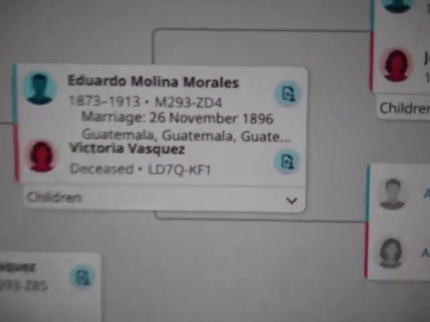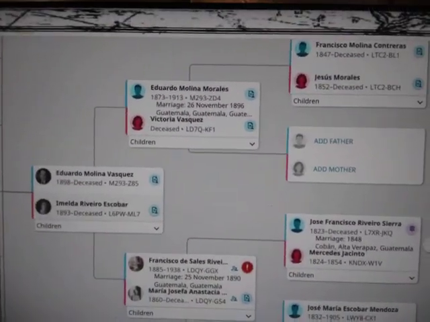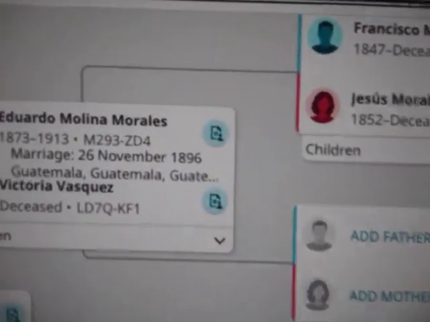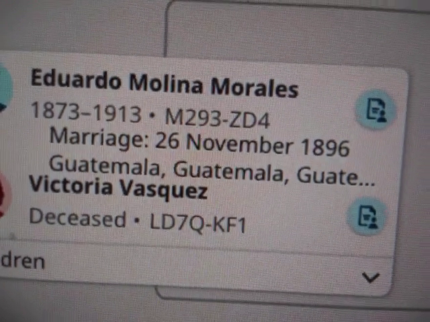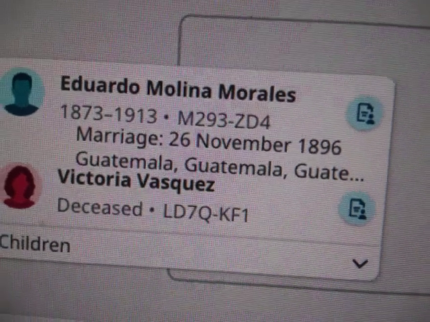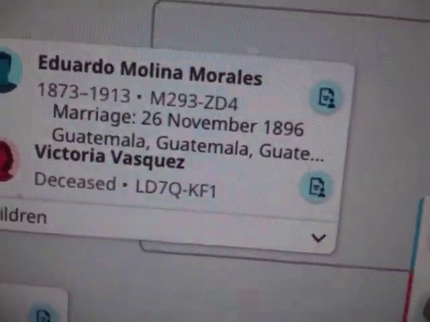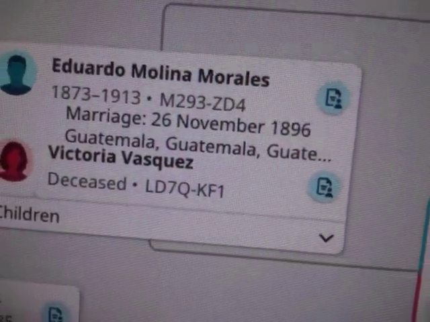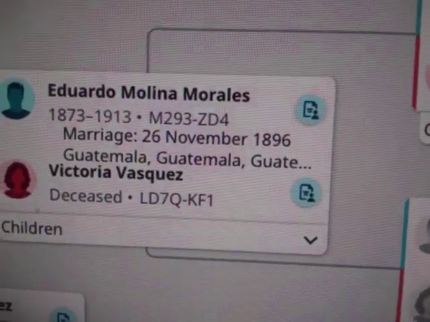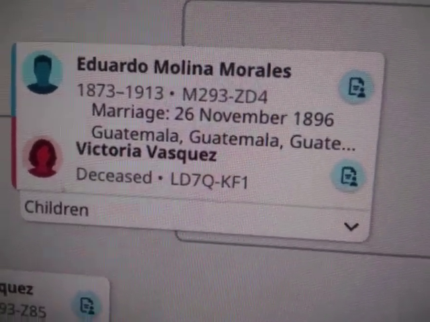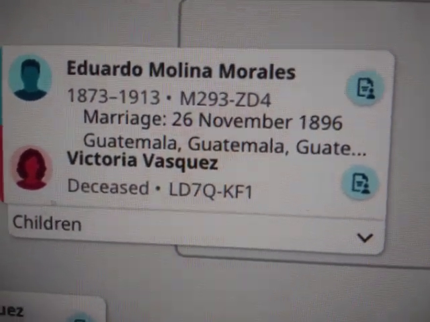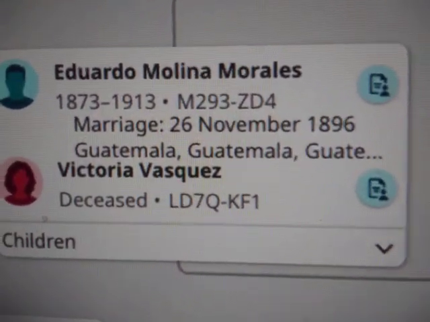I wish it wasn't so. Sometimes this camera focuses really well, and sometimes it will not focus for the life of me. There. So he is 1873, 1913. This is really cool. They have a birth year and a death year. And they even have a marriage date, 26th of November, 1896. These are Eduardo Papawayo's parents. Now, Mario talks about these guys in the beginning of his book. So I have a lot of information to add the children there.